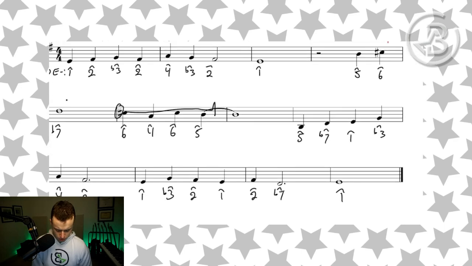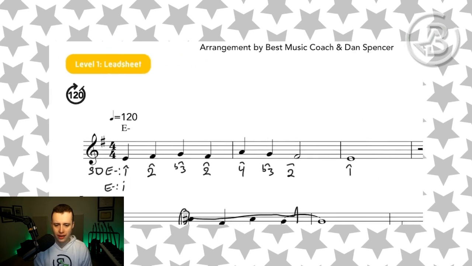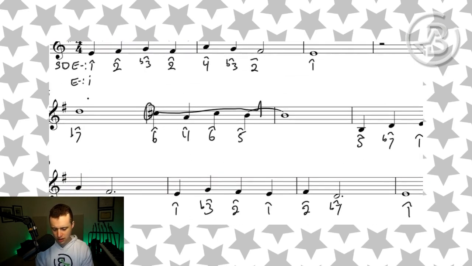1. Okay. So before we talk about connections, let's make sure we add our Roman numerals. We're going to do E minor. I'm just going to add a Roman numeral 1, and that's going to apply for the entire piece of music.